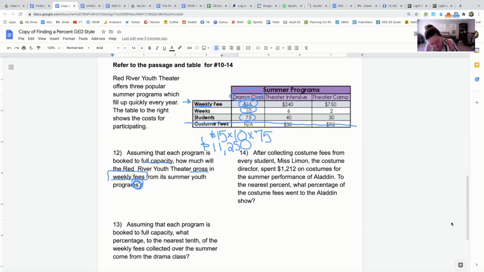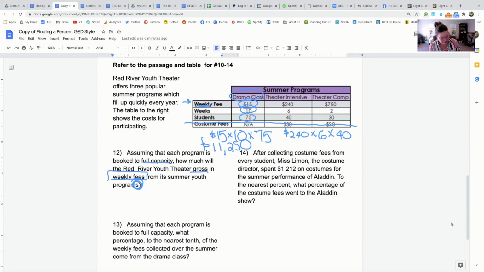Now, the theater intensive is more expensive. It's $240, but it's not for as many weeks. So, you know, it's only 6 weeks. So that $240 is going to get paid 6 times. And again, not as many students, only 40 students can participate in that. So this total fee here is going to happen 40 times.